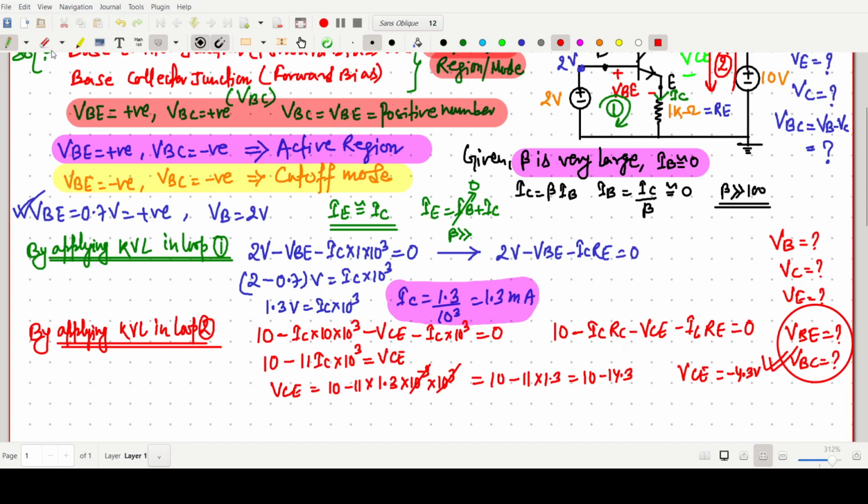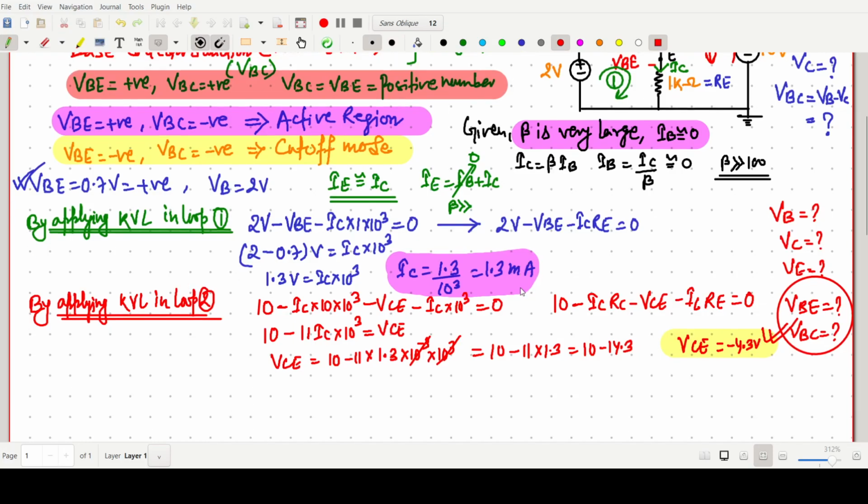I am just highlighting this one. VCE is known to us. Once again I write it: VCE is minus 4.3 volt. So we can write this as VC minus VE equals minus 4.3 volt. Now VE is known to us.